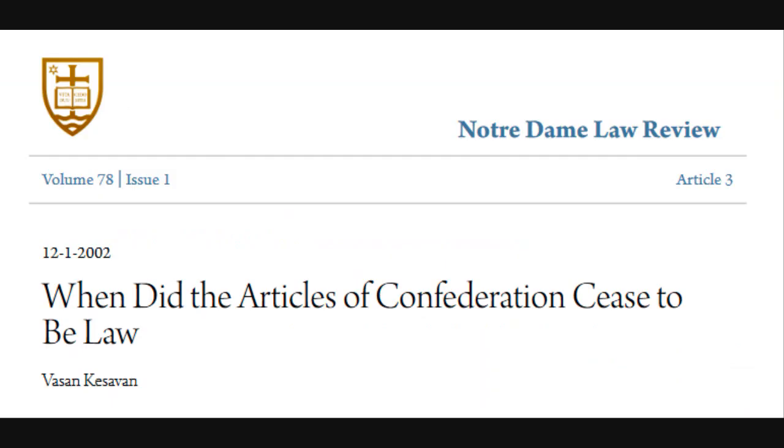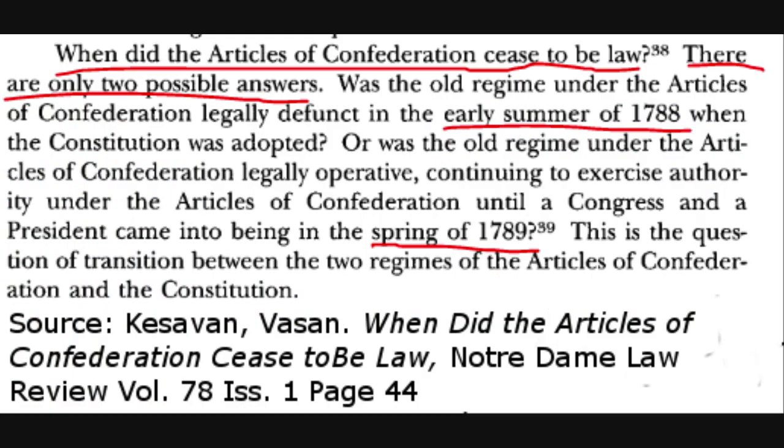In the Notre Dame Law Review in 2002, a very well-published scholar named Vasan Kesavan, I probably mispronounced that, so I apologize, basically comes to the conclusion that it's either in 1788 when the Constitution was ratified, or in 1789 when the Congress and presidency became a thing. The reason this differentiation is important is there's a few court cases regarding contracts that were made after the Constitution was ratified, but before Congress and the presidency became a thing. So it depends on the contract law, and that depends on whether you're respecting the Articles of Confederation or the Constitution.